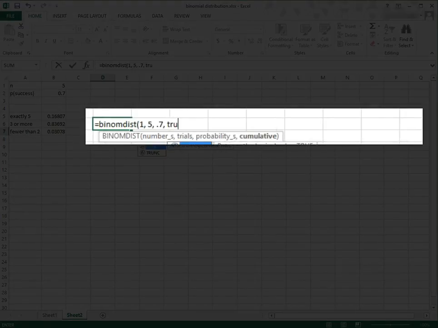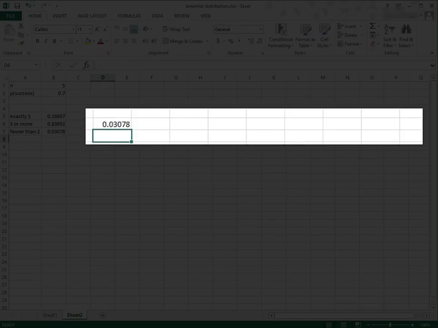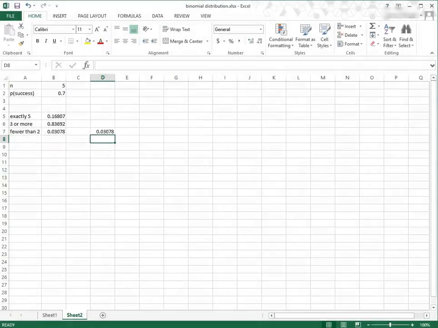Now we could also arrive at the same solution by finding the cumulative probability for 1. So this time we use the true argument. And we arrive at the exact same percentage of about 3%. So that is how you can use the binom dist function in Excel to find the probability of different events in a binomial distribution.